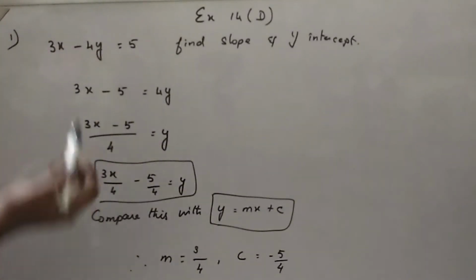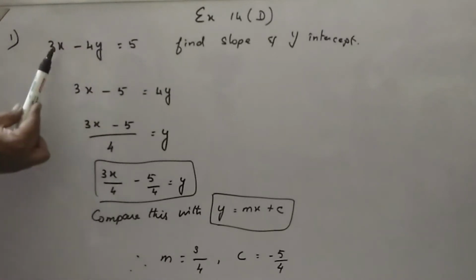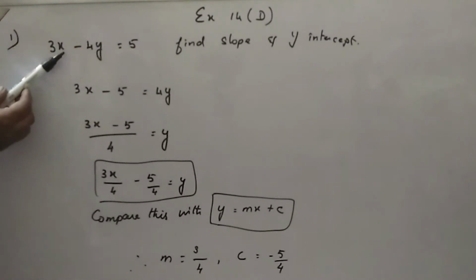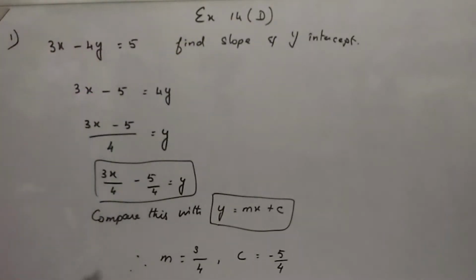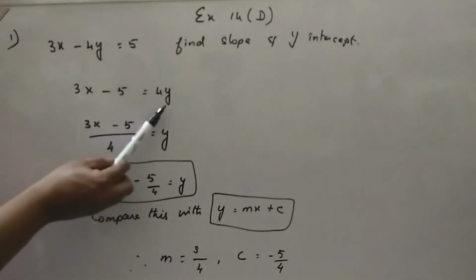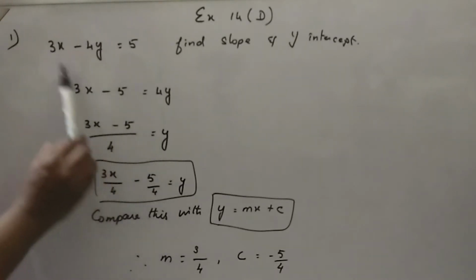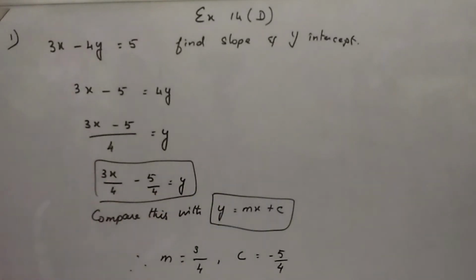Clear? So, the equation is given 3x minus 4y is equal to 5. From this equation, we have to find slope and y-intercept. Okay. So, you have to bring this equation to this form, y is equal to mx plus c, and compare it. What is the slope? 3 upon 4. And what is the y-intercept? Minus 5 upon 4. Clear?